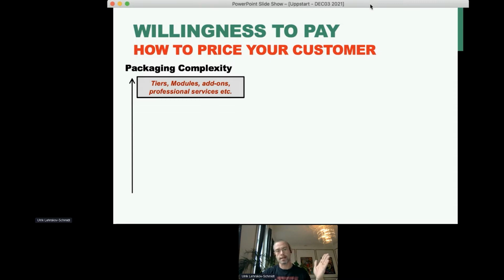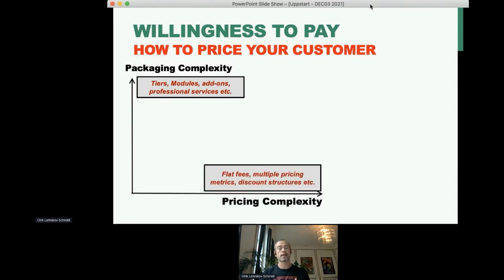That's sort of the one big axis that you can price discriminate with. The other axis is pricing complexity. So that is exactly what I went through here. Flat fees, multiple pricing metrics, having discount structures such as volume-based discounts. If you buy more than 200 units of our whatever, you get 10% off, or however you want to structure.